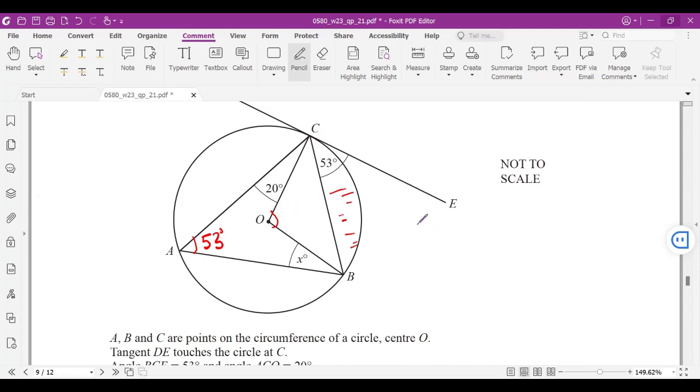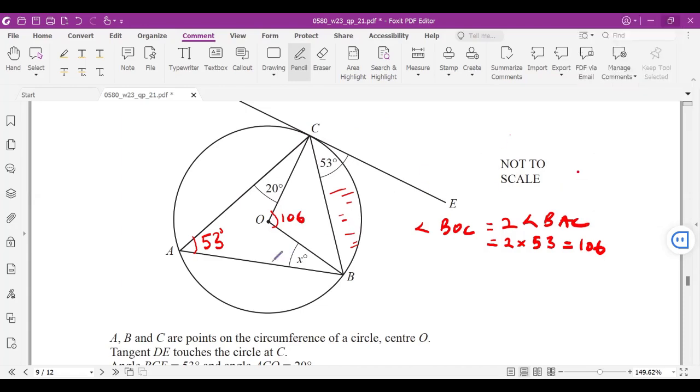That means angle BOC is twice angle BAC, which is 2 times 53. And that gives us 106. So now we write 106 here.